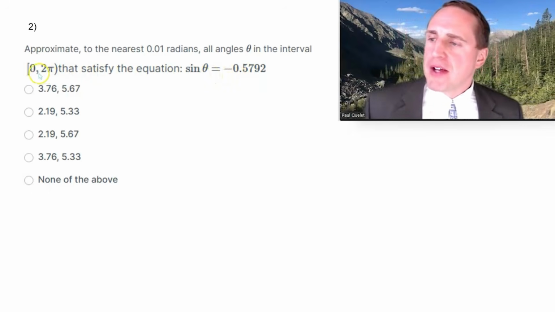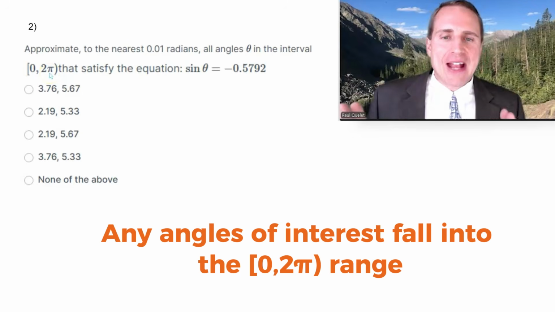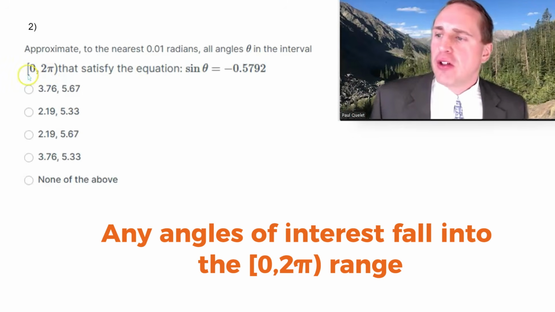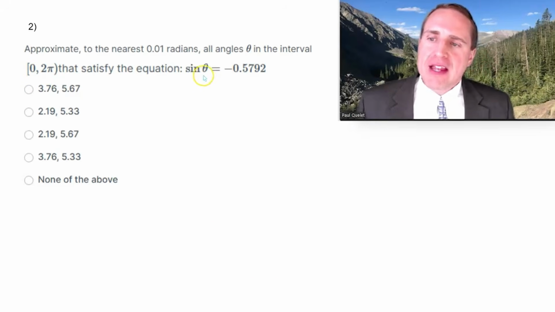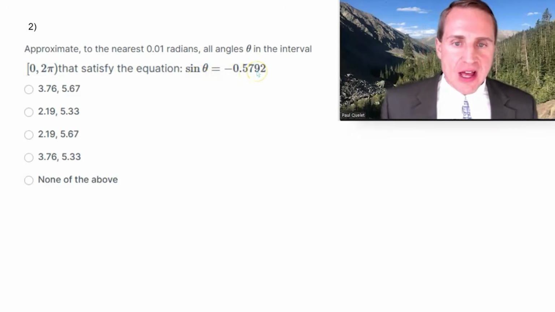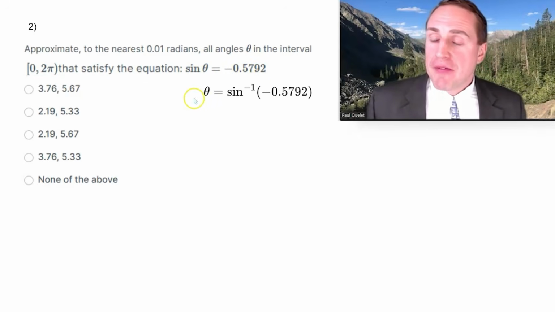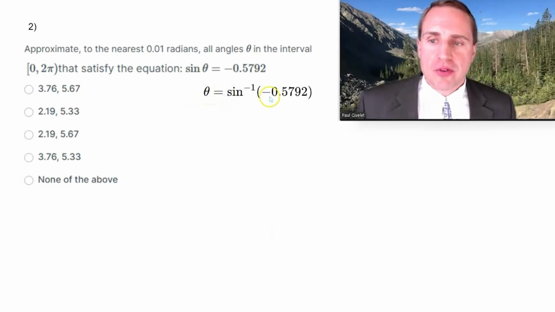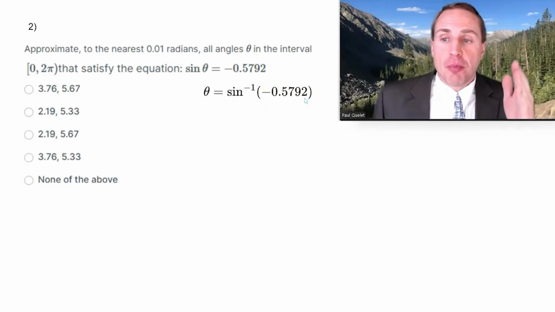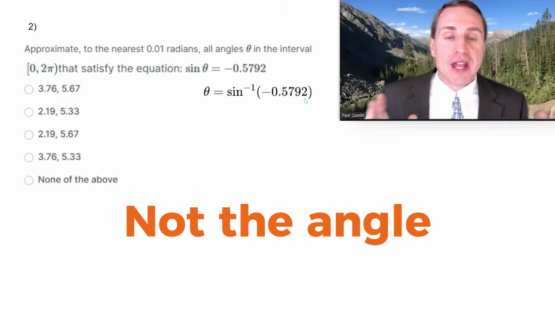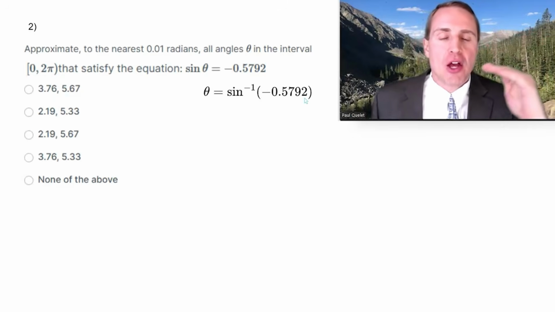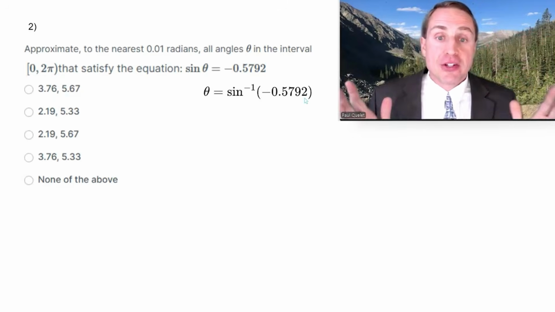First of all, because we're in the interval 0 to 2 pi, we want to make sure that any angles of interest fall in that range. Furthermore, when we go to solve for theta, we're going to introduce inverse sines, sometimes called arc sine. So now we have theta is equal to arc sine, or inverse sine, of negative 0.5792. Now, negative 0.5792 is the ratio.